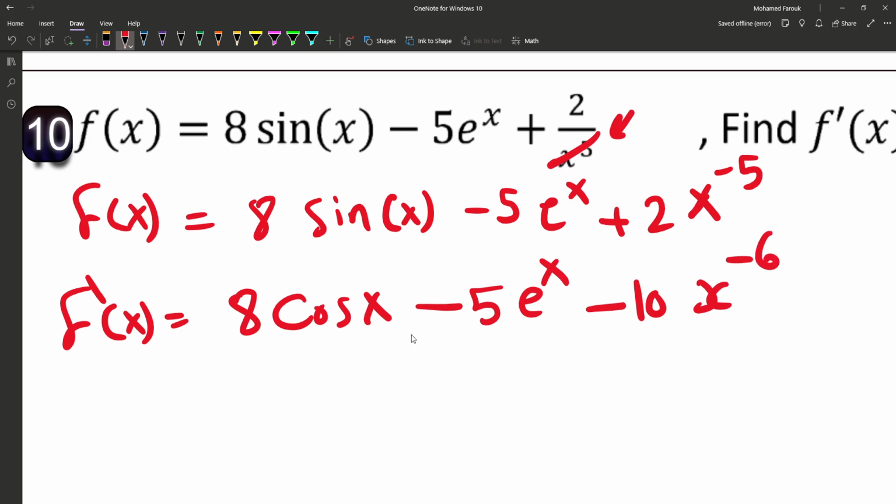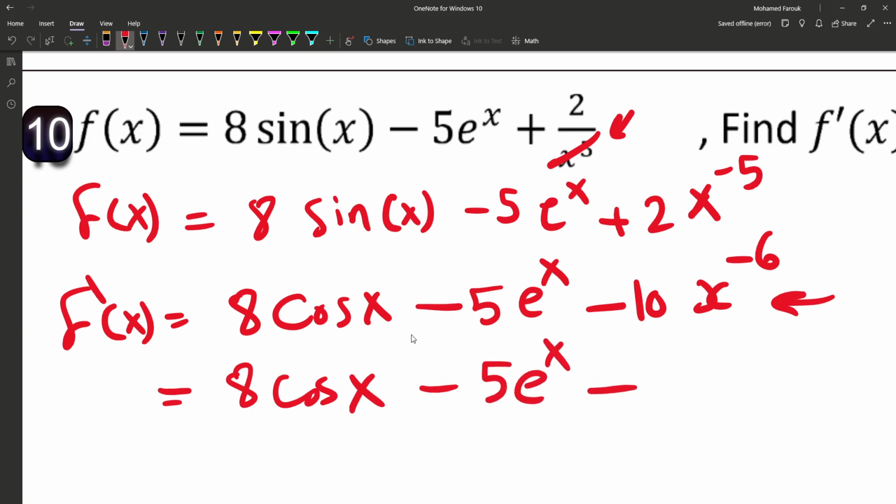The last step is a simplifying step. In this part, we will make it 8 cosine x minus 5 e power x, and then minus 10 over x power 6.